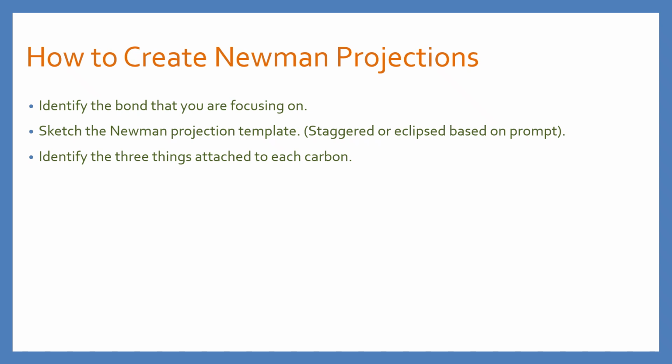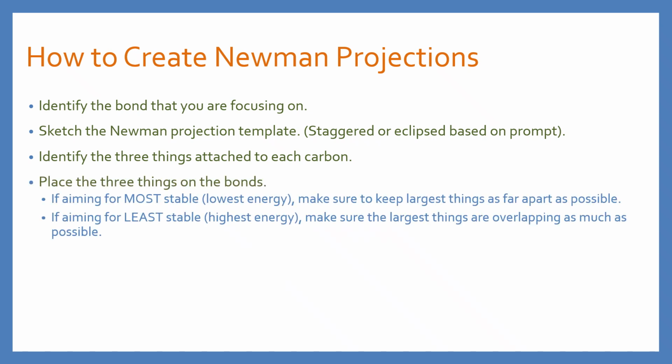And then you want to identify the 3 things that are attached to each carbon. It's very unlikely that I'm going to ask you to draw the Newman projections of ethane because ethane is just a bunch of hydrogens. So it's going to be like methyl groups, ethyl groups, it could be anything. And then you're going to place those 3 things on the bonds that you've drawn. If you're aiming for the most stable, the lowest energy, you want to try to keep your largest items as far apart as possible. And if you're aiming for the least stable, the highest energy, you want to make sure that all the worst possible things are happening. So the largest items are overlapping each other as much as possible. And we'll look at that in our examples.